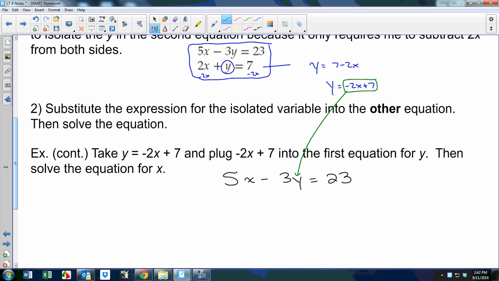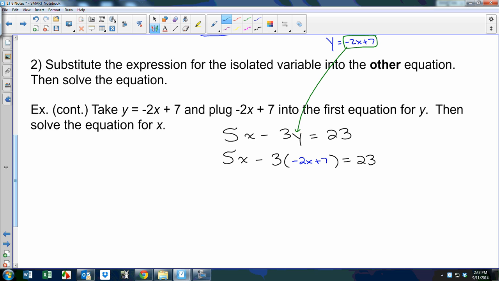What that looks like is this. 5 times x minus 3 times, instead of y, replace or substitute, that's where it gets its name from, substitute the negative 2x plus 7 in for y. So it will still equal 23. So again, all we did was isolate the y from the second equation and take what it equals. Take the y that equals negative 2x plus 7 and put that into the other equation for y.